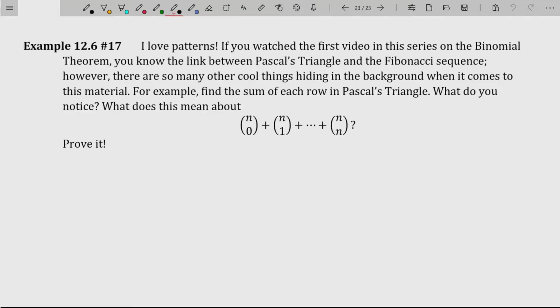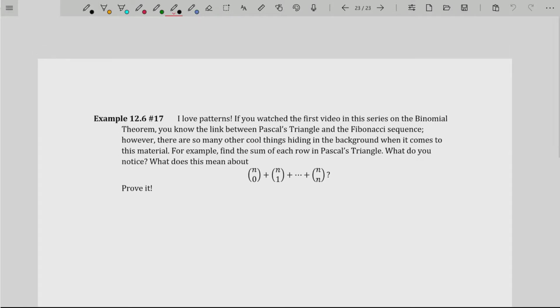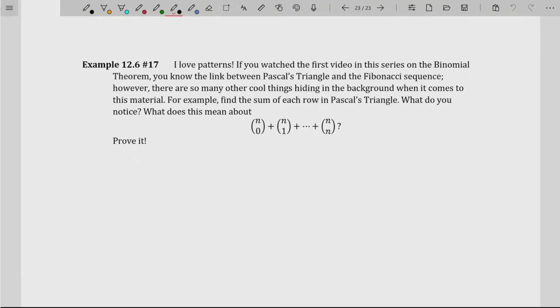Finally, I love patterns. If you watched the first video in this series on binomial theorem, you know the link between Pascal's triangle and the Fibonacci sequence. However, there are so many other cool things hiding in the background when it comes to this material. For example, find the sum of each row in Pascal's triangle. What do you notice? All right, let's go ahead and go back to Pascal's triangle.